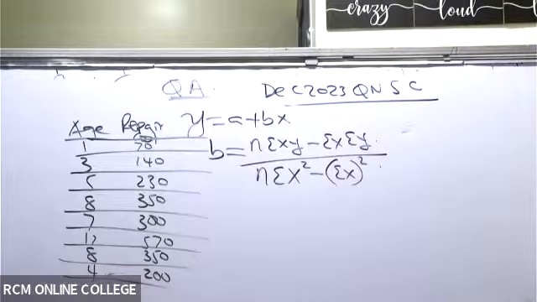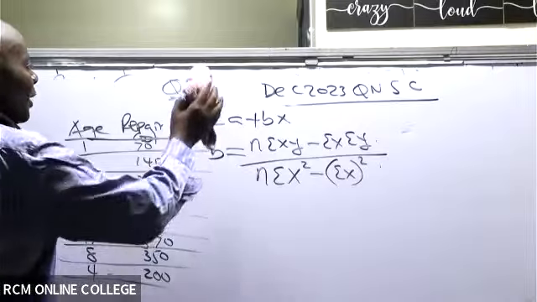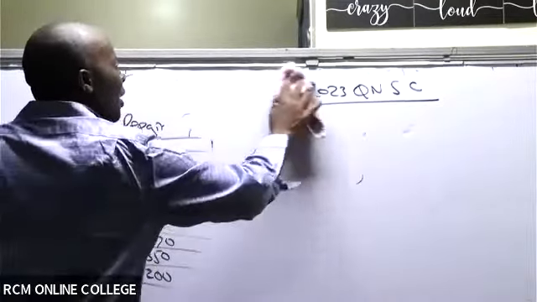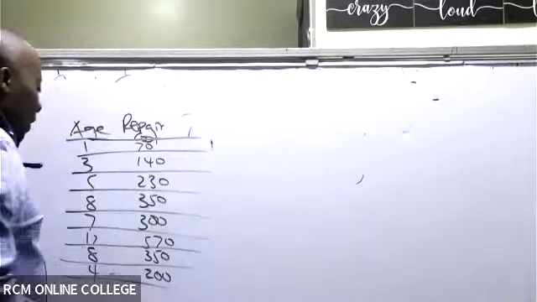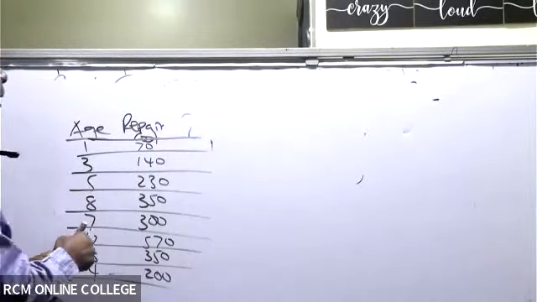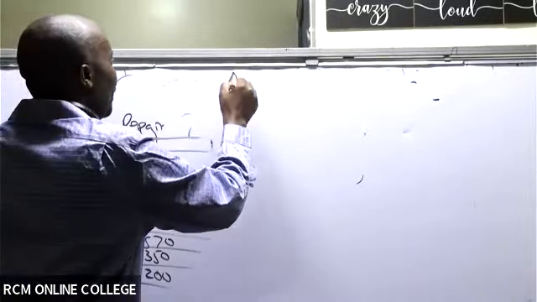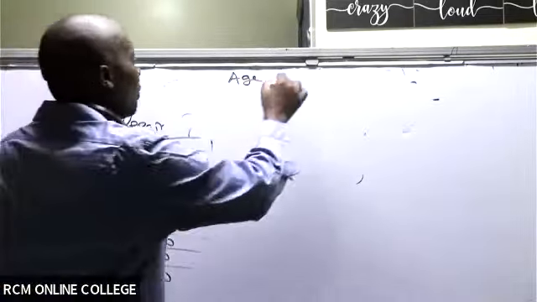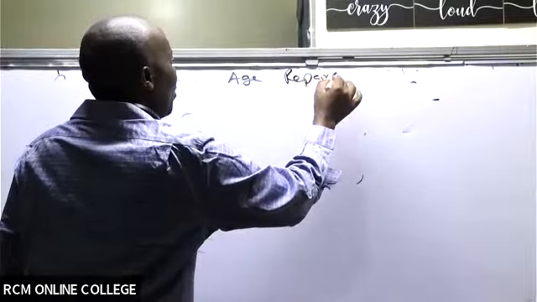Great. Sarah is saying that's fine. So unfortunately, I will have to rewrite my table because of the size of my board. The size of my board dictates that I have to start writing up a little bit. So we have here age versus repair cost.